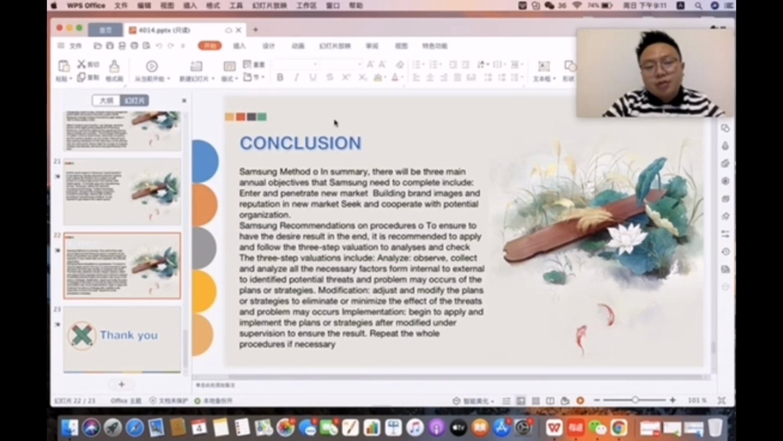It is recommended to apply and follow three evaluations to analyze and check. The three stated evaluations include: analyze, observe, practice, and analyze all the necessary factors from the international level to the extent of in-depth practice through the problem. Make a cross-check of the plan, strategy modification: adjust and modify the plan or the strategy to the amount of management. The effect of the implementation of the plans: rate the strategy after, modify and separate the errors to the result. Repeat the whole procedure if necessary.